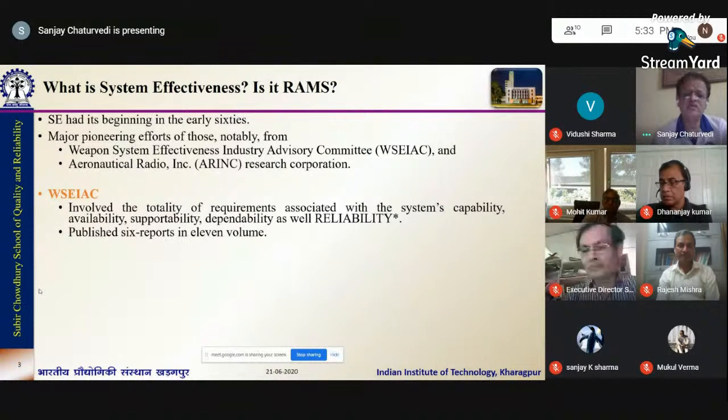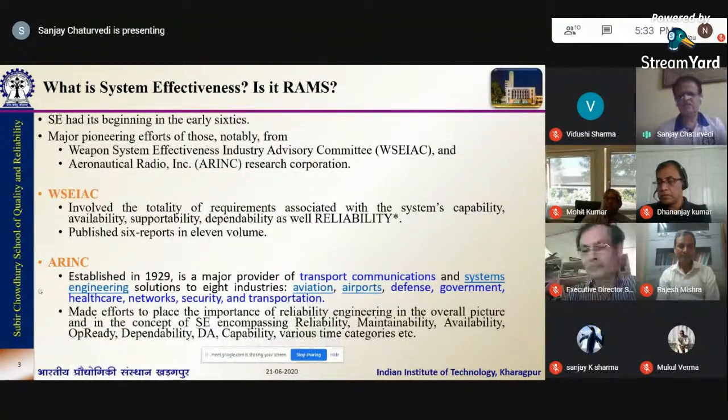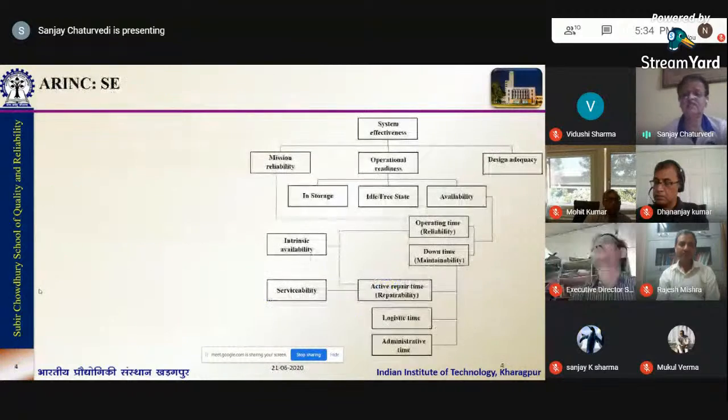They published around 6 reports, but ARINC, which was established in 1929, is providing solutions to transport communication system engineering to different types of industry like aviation, airport, defense, healthcare, and so on. And they have given a very good picture of reliability engineering in terms of overall system effectiveness, which encompasses the RAMS parameters as well. So if you see the picture they have given, system effectiveness, everything is measured.